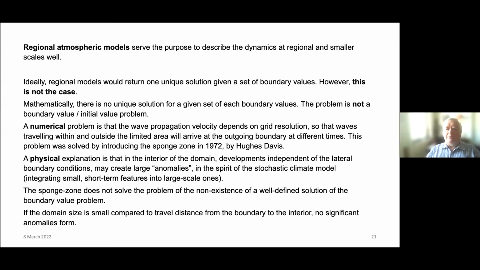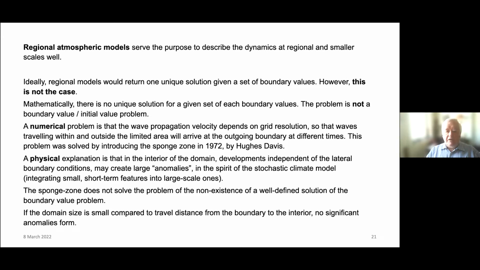And regional atmospheric models serve the purpose to describe the dynamics at regional and smaller scales well. And ideally, regional models would return one unique solution given a set of boundary values. This is not the case. Mathematically, there's no unique solution for a given set of boundary values. The point is, the problem is not a boundary value problem. It's not a boundary initial value problem.